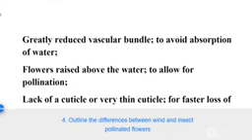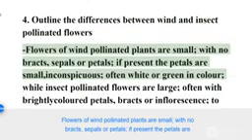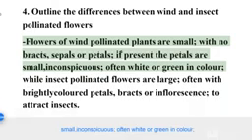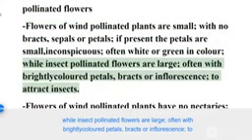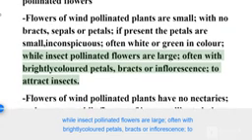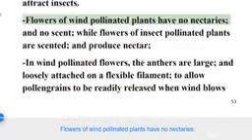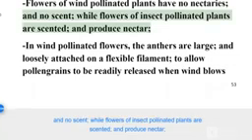4. Outline the differences between wind and insect-pollinated flowers. Flowers of wind-pollinated plants are small, with no bracts, sepals, or petals. If present, the petals are small, inconspicuous, often white or green in color. While insect-pollinated flowers are large, often with brightly colored petals, bracts, or inflorescence, to attract insects. Flowers of wind-pollinated plants have no nectaries and no scent, while flowers of insect-pollinated plants are scented, and produce nectar.